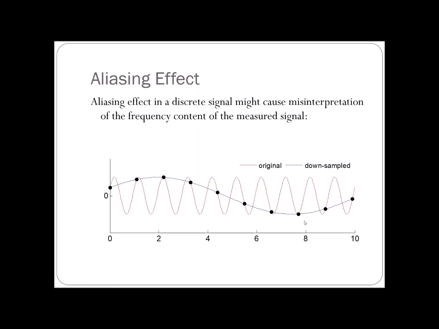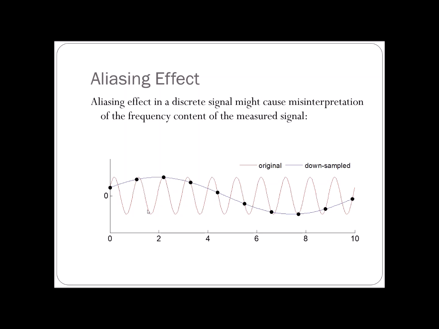The blue signal, if you see from this picture, is much, much lower in frequency. So that is basically the reason behind this aliasing effect. It's because the sampling frequency is much lower than the frequency of the signal we want to capture.